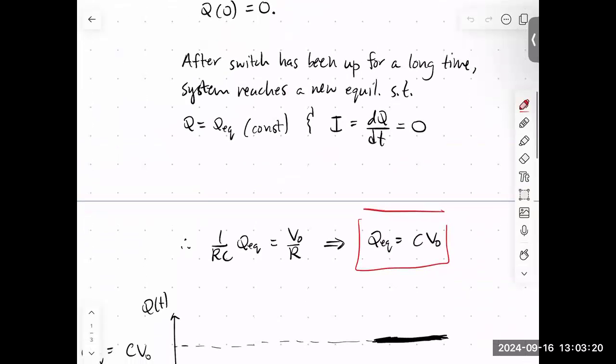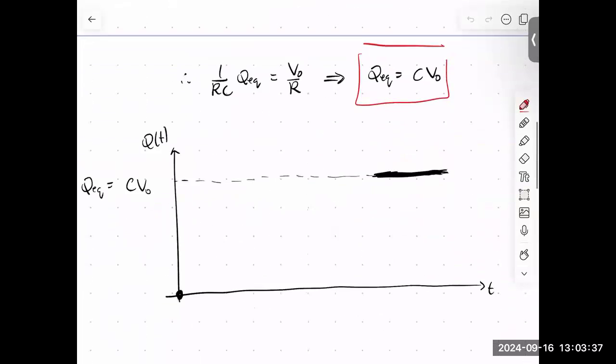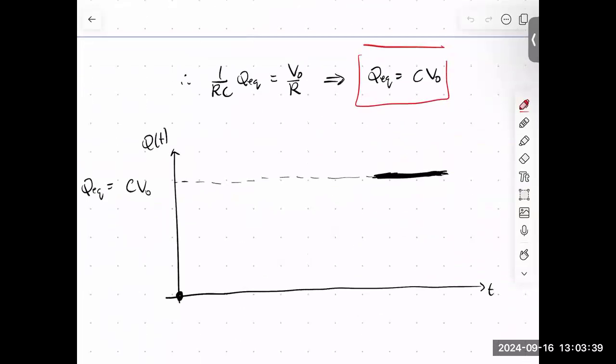We did that after the switch has been up for a long time. The system reaches a new equilibrium where the current is 0. If we put in dq/dt equal to 0 here, we can solve for that equilibrium charge after a long time has gone by. So what we know is that initially at t equals 0, the charge is 0. And a long time later, the charge is constant, C times V naught.